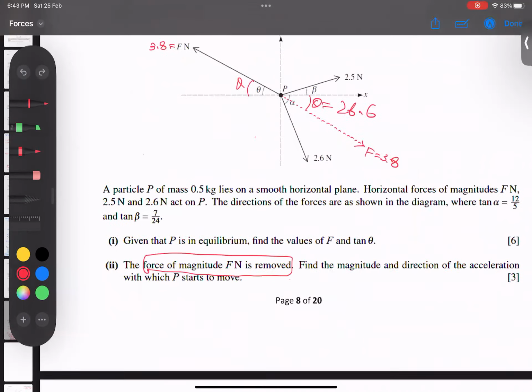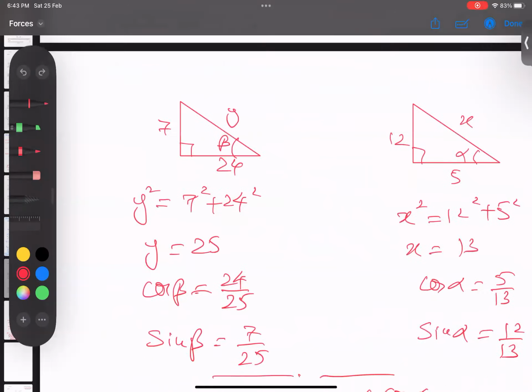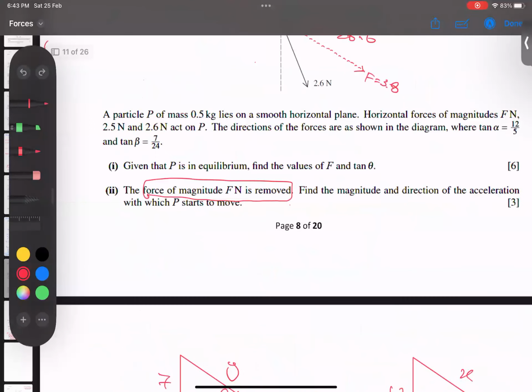So theta is 26.6 and the force will be 3.8. To repeat: this force is 3.8, angle 26.6. The same angle and the same force will act here. If I cut this string, the whole system, this particle P, will move this way with the same force and the same angle. I hope the concept is very clear. So what was the question? Find the magnitude and direction of the acceleration when P starts to move.